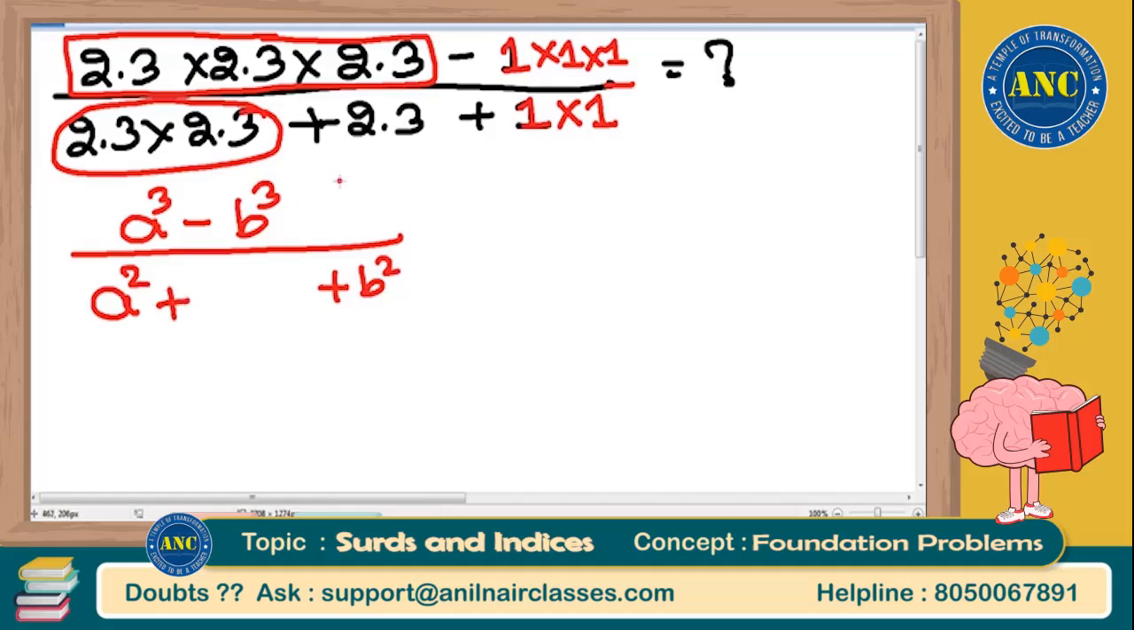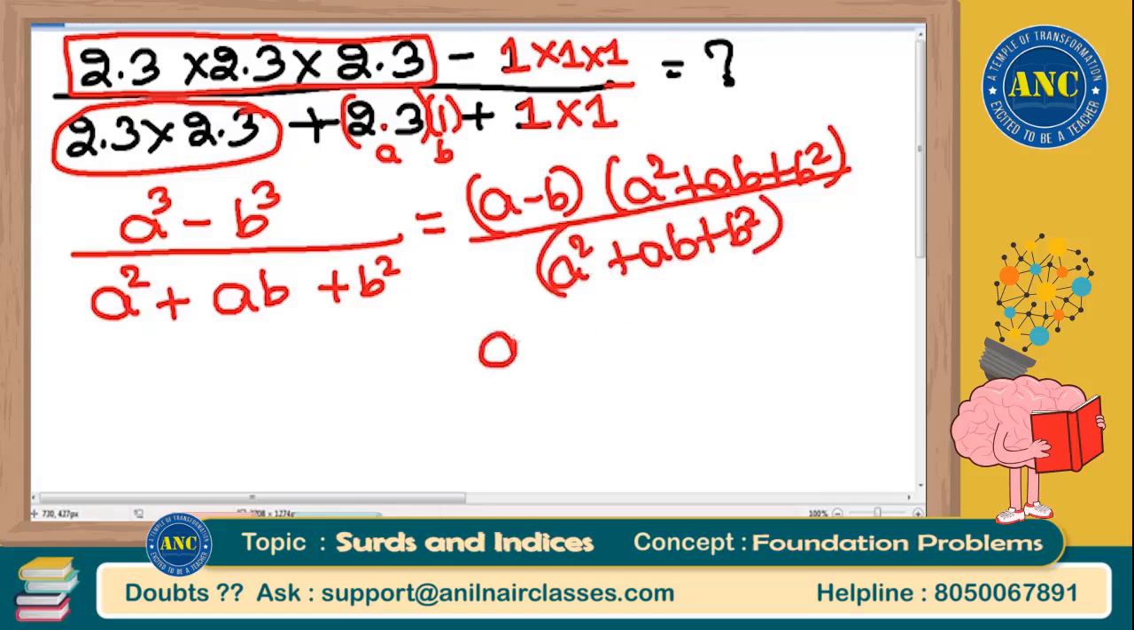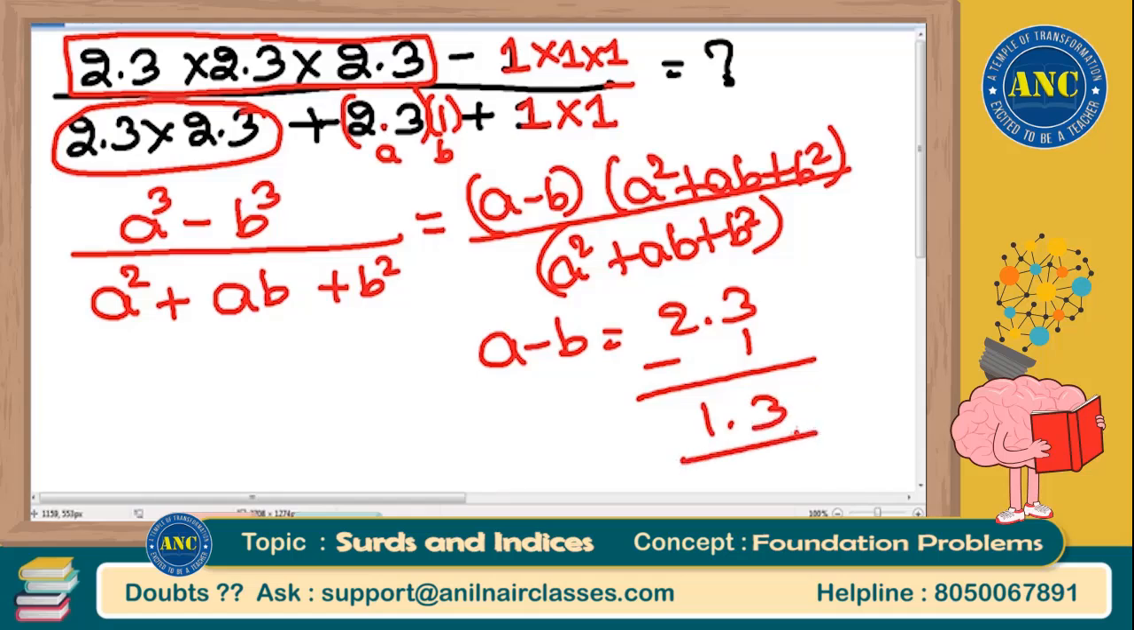The middle term is 2.3 into 1. 2.3 is a, b is nothing but 1. The middle term is ab, same as the previous question. It is a minus b into a square plus ab plus b square, and the denominator is exactly also a square plus ab plus b square. They both will cancel off. You are left with only one term, which is a minus b. A is 2.3, b is 1. Subtraction is 1.3. These are all not difficult as long as you know some algebraic notations.